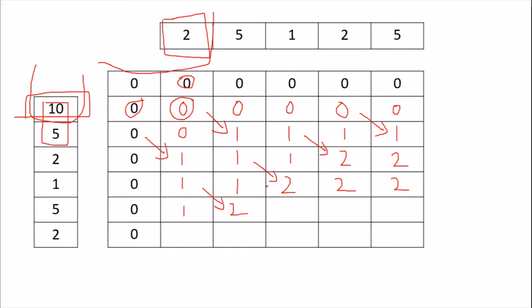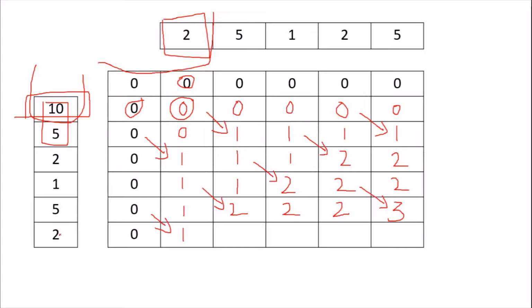5 and 1 not equal, we take whatever is the max of 2 and 2, that is 2. 5 and 2 again not equal, we take whatever is the max of this 2 and this 2, that is 2. Now 5 and 5 are equal, we add 1 to this and store it here, that is 3. Now 2 and 2 are equal, so we add 1 to this and store it here.